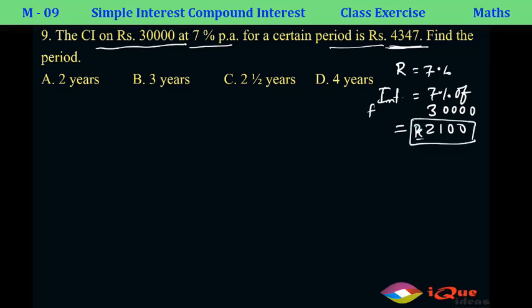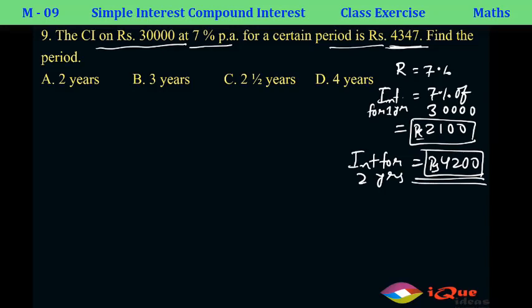Right, so this is interest for 1 year, right? That means interest for 2 years has to be double of 2100, that is close to 4200. I'm just assuming that if it was simple interest. Now, in case of compound interest, the 2 year interest will be a little more than 4200, right? That is very clear. Now in this case, the interest given is 4347 and the situation is of compound interest. So we can simply guess that the duration has to be 2 years. It cannot be more than that.